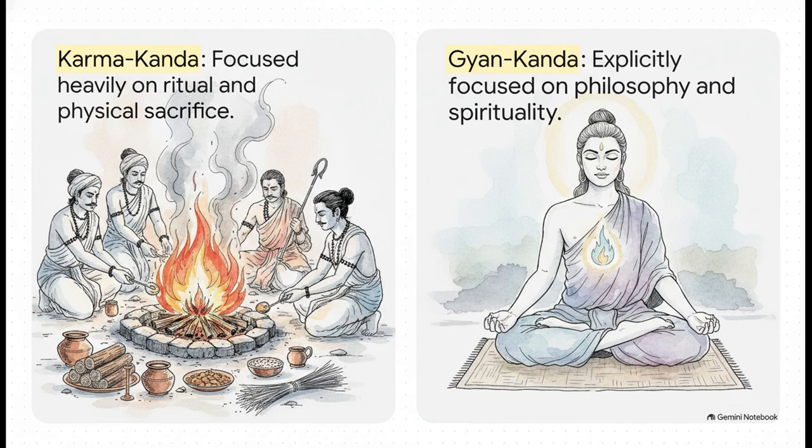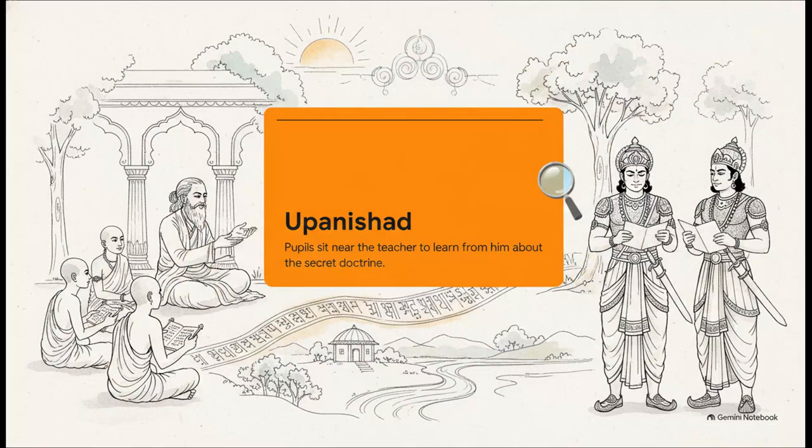The earlier sections, the Samhitas and Brahmanas, formed what's called the Karma Kanda, which was entirely focused on action, ritual, and physical sacrifice. But the later texts, the Aranyakas and the Upanishads, formed the Gyan Kanda, the knowledge section. And this brilliantly illustrates an explosive leap in human thought. They went from worrying about how to physically sacrifice to a fire to asking what the fire actually means on a deeper, spiritual level. The word Upanishad itself is just so intimate.